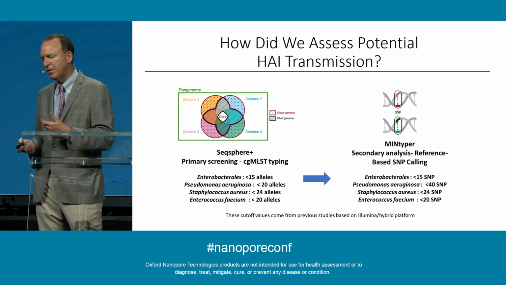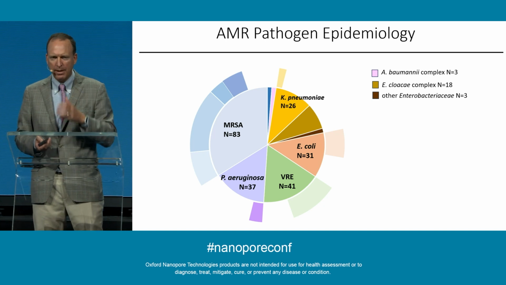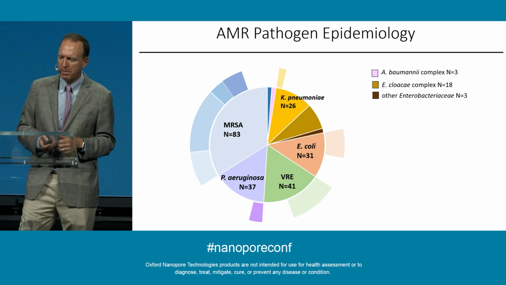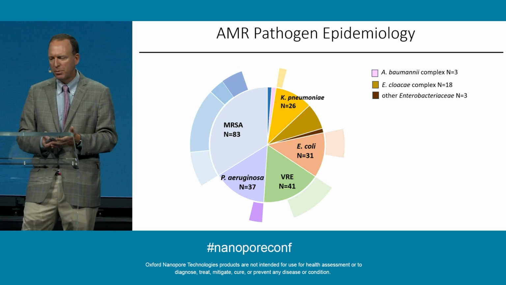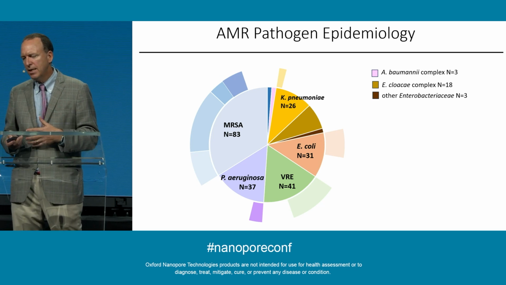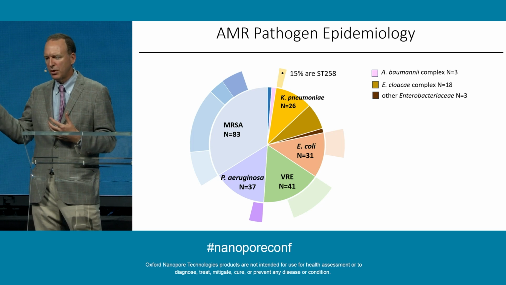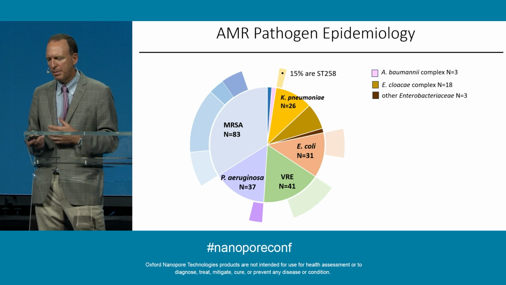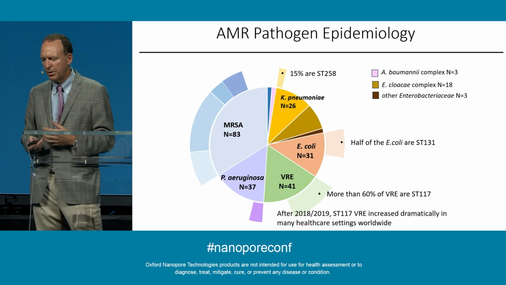So we were able to confidently call potential transmission. Okay, here's the data. Again, I know most of you are not microbiologists, but the general pathogen breakdown was what we would expect. For example, for Klebsiella pneumoniae, there's a highly lethal strain called ST258 that we saw about 15% of the time. Similar for E. coli, a lot of our strains were ST131.